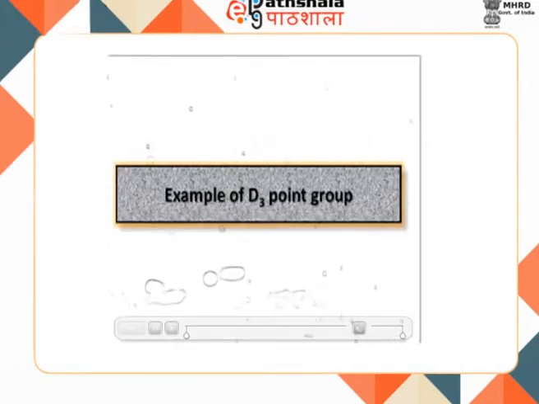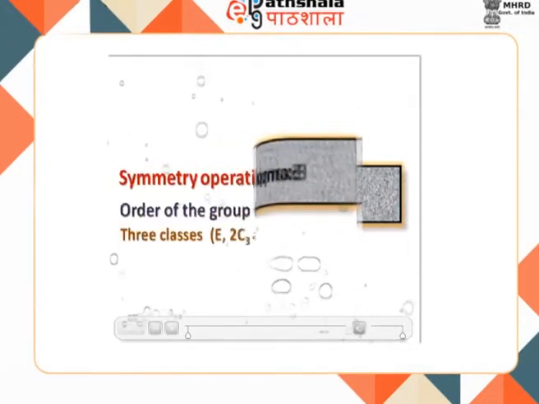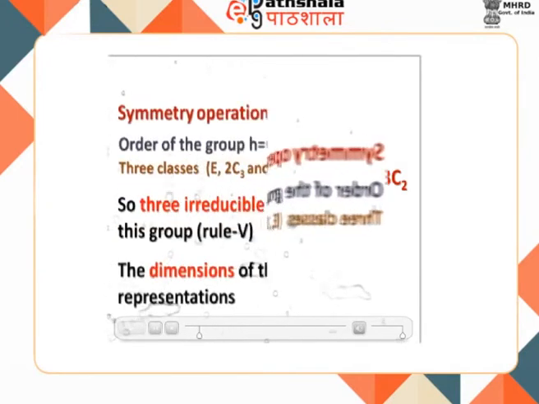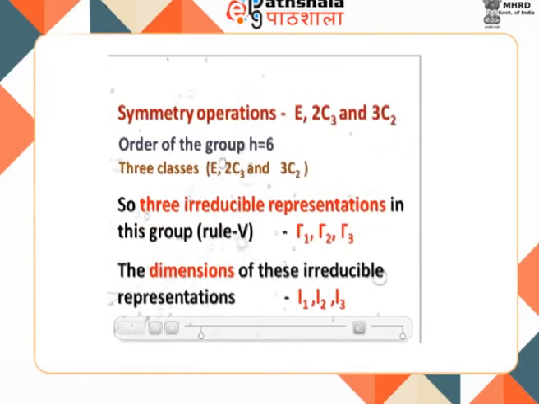Slide 20. The D3 point group has E, 2C3 and 3C2 symmetry operations. In total, there are 6 operations. Thus, the order of the group h is equal to 6. There are 3 classes in it. So, there will be 3 irreducible representations in this group. Let these be tau 1, tau 2, tau 3. Let the dimensions of these irreducible representations be l1, l2, and l3.